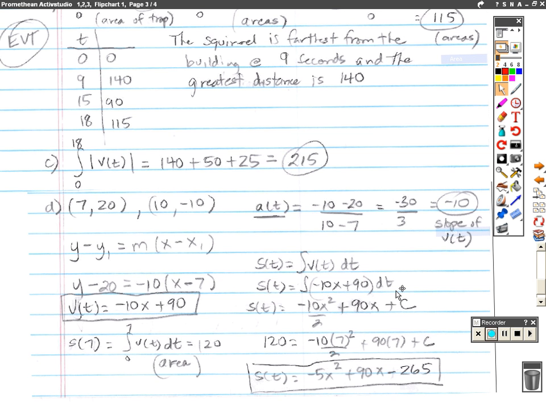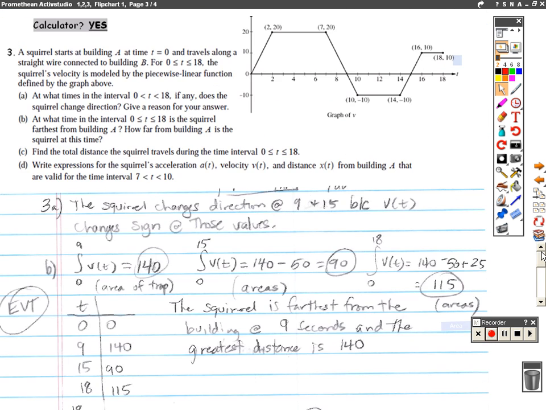For your response question, problem number 3, out of the 3 that I've given you so far, this is the easiest one, and I know that it says calculator yes, but you certainly didn't really need a calculator to do this problem. A squirrel starts at building A at time 0 and travels along a straight wire connected to building B. For 0 to 18, the squirrel's velocity is modeled in the graph above.